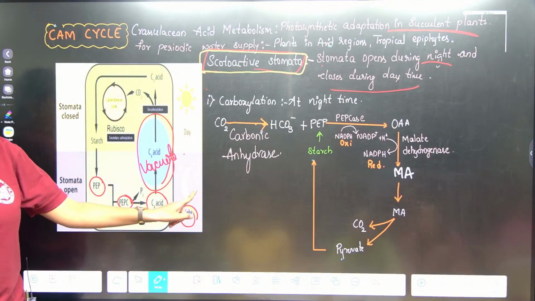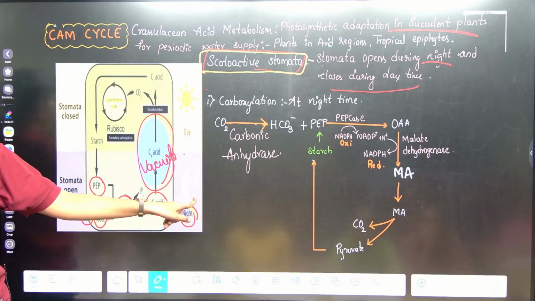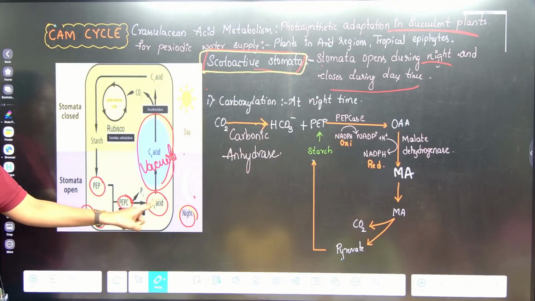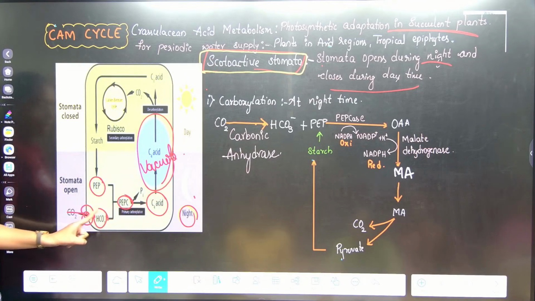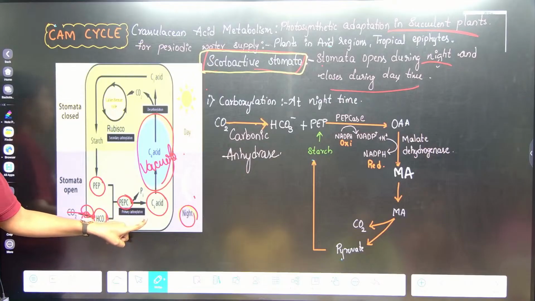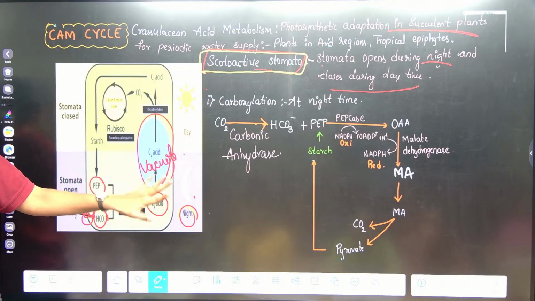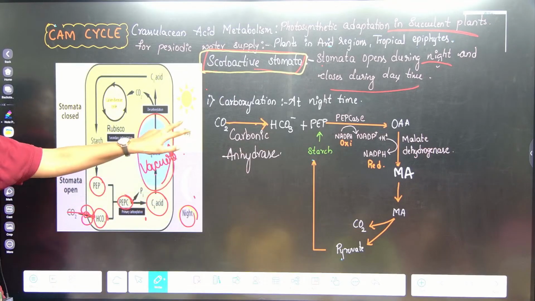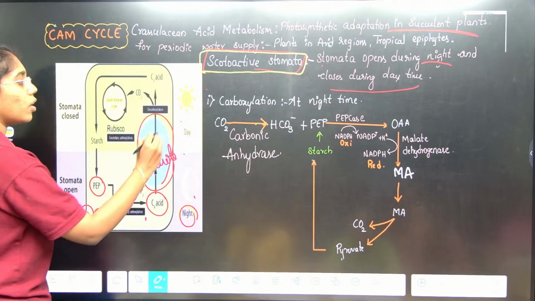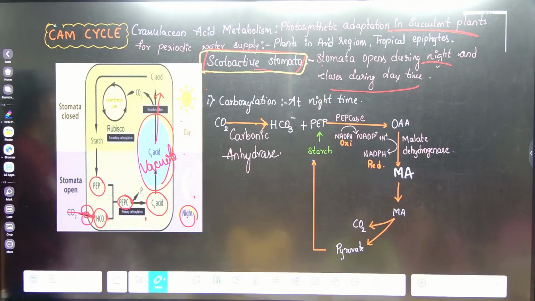What is the activity happening in the night? Stomata open, carbon dioxide fixation happens, OAA, oxaloacetic acid, forms, and they get stored inside the vacuole. This is the activity happening during night time. During daytime, from the vacuole they will again get back to the mesophyll cell.